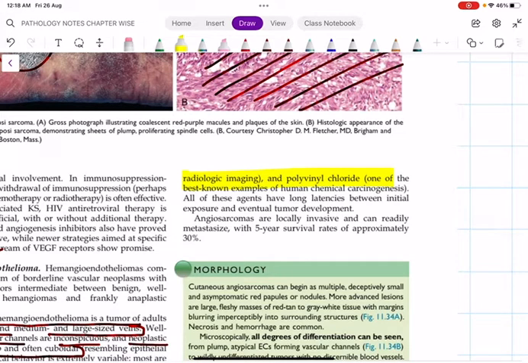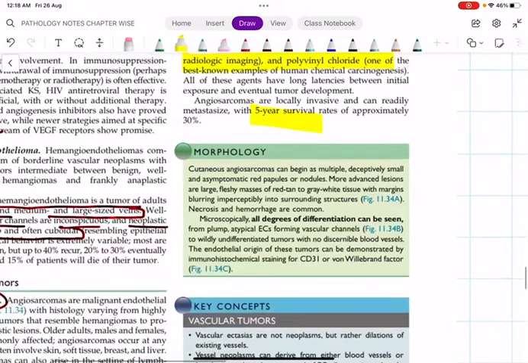Okay, that is angiosarcoma. They can undergo metastasis, so the survival rate is very low. What you can see are multiple red papules or nodules. They are advanced lesions. You can see hemorrhage, and the surrounding tissues will be affected. And there are plump atypical endothelial cells.